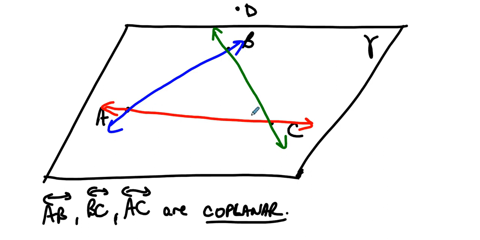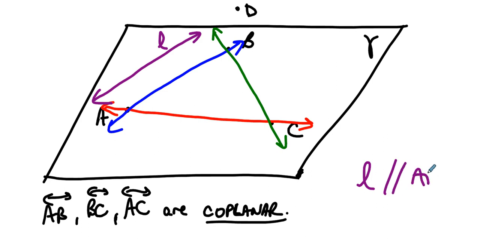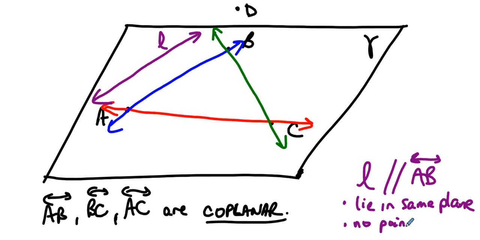So we say that all 3 of these lines intersect. They intersect at points in plane gamma. And coplanar lines tend to do that. Sometimes there's a line that doesn't intersect one of the other lines. This line, line L, is parallel to line AB. And when we say that line L is parallel to line AB, it means that they lie in the same plane and they have no points in common.